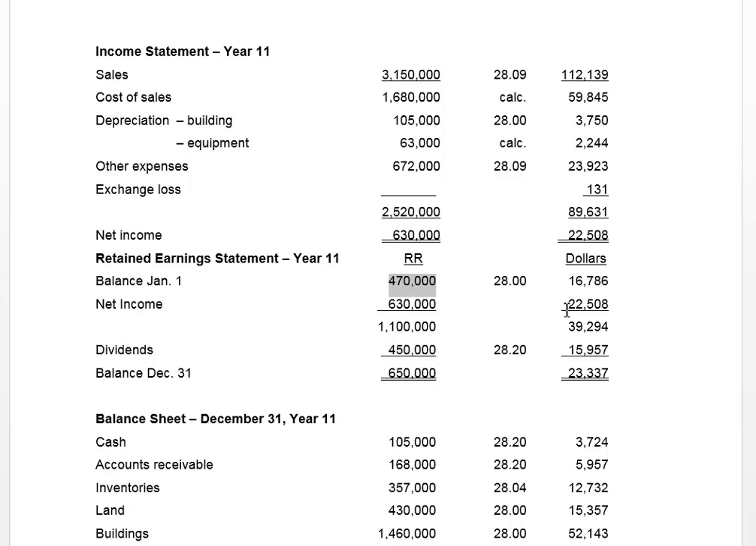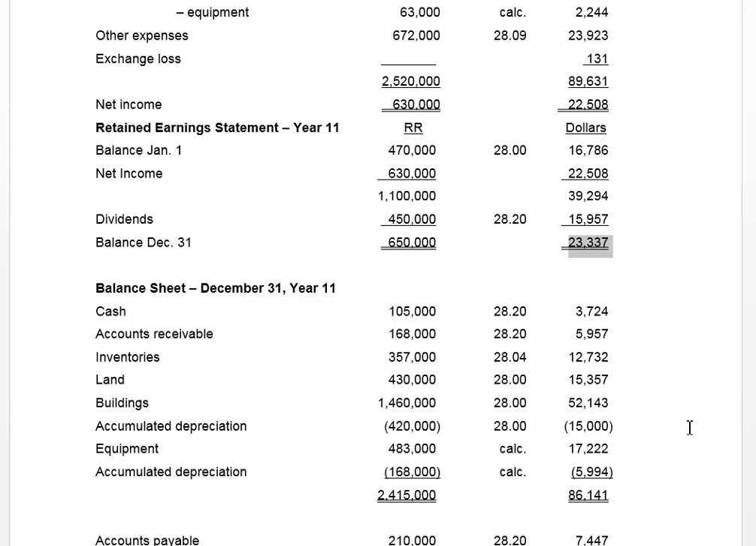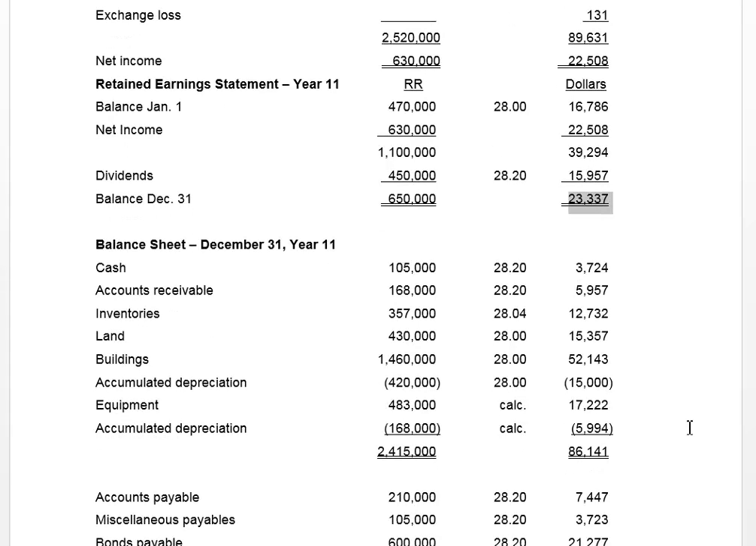We've already calculated our net income, so we can deduct from that our dividends. Don't forget, dividends declared are deducted from our retained earnings. And again, we're going to use the spot rate for dividends, which is 28.20, because they were declared at December 31st. So that's going to leave us with an amount of $15,957, and that leaves us with a balance in retained earnings of $23,337. And we'll use that ending balance of retained earnings when we calculate our equity section of the balance sheet.